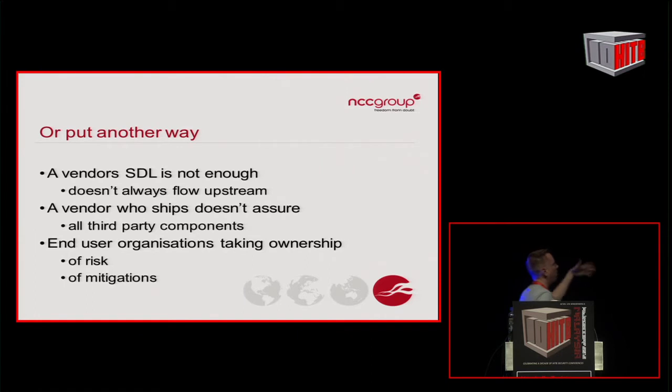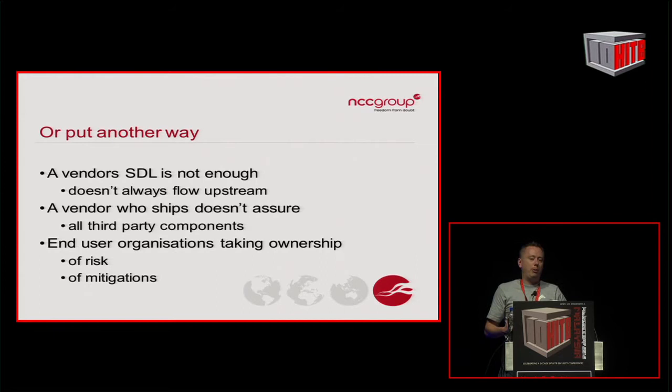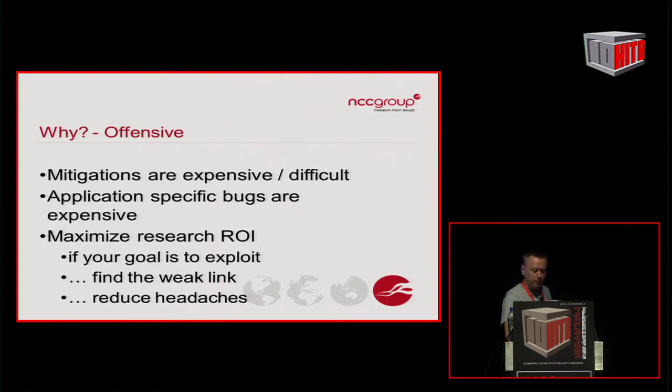So this echoes the point. Adobe's SDL may not flow upstream. If you are a vendor and you ship code, you want to make sure that it's not RSA that's going to burn your security reputation. And as I mentioned earlier, for end user organizations, I don't think we're at a stage yet where all vendors can be trusted. So most of the mature end user organizations we're working with, at least, want to have some visibility and take ownership of that risk and then put in appropriate mitigations.